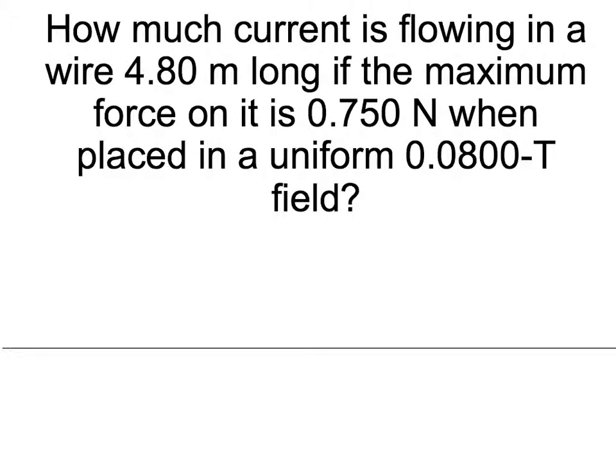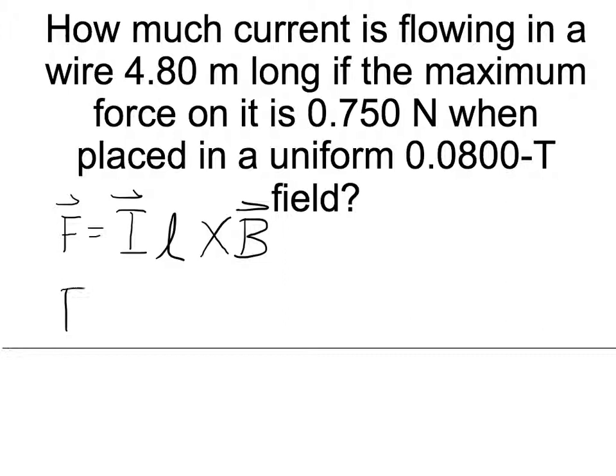So let's use the formula we just learned. The force vector is the current vector times the length of the wire crossed with the magnetic field vector. And if we're just worried about the numbers and not necessarily the direction, this reduces to F equals I L B, or BIL. Multiplication's commutative, so it doesn't matter what order you list them in. And since we're looking at the maximum force, we know they're perfectly perpendicular, so the angle would be 90, and sine of 90 turns into 1.